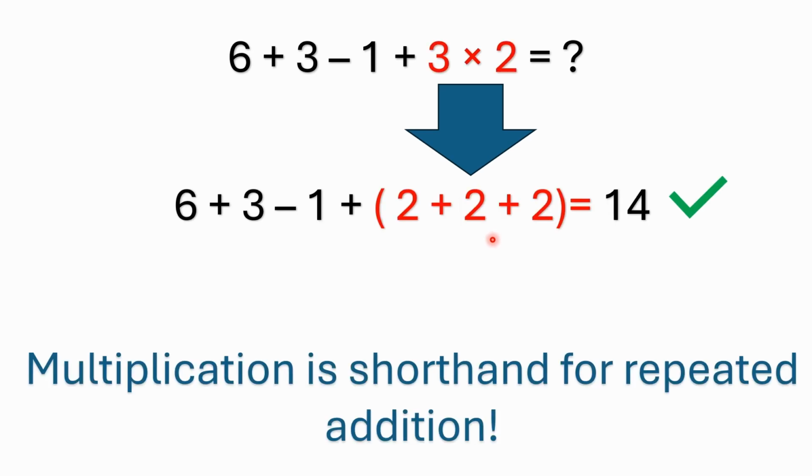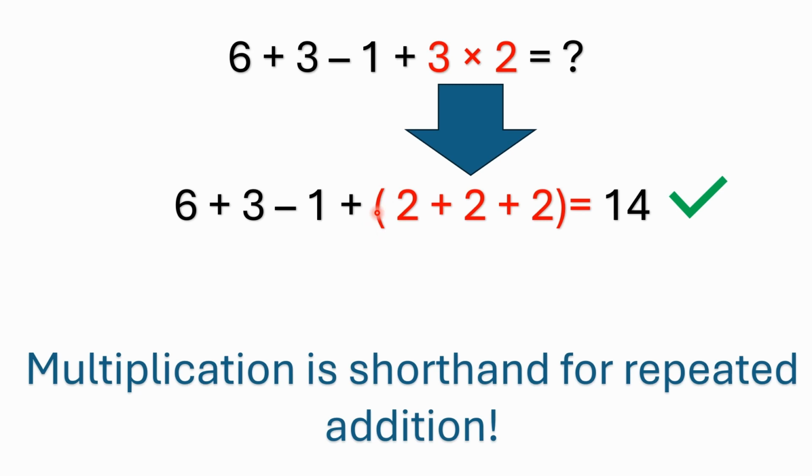Now, again, I mentioned earlier that multiplication is just shorthand for repeated addition. So I wanted to show that in a little more detail by writing out 3 times 2 as 2 plus 2 plus 2. I'm showing that here in parentheses, but it doesn't matter. The parentheses are not needed. I'm just doing this for clarity.